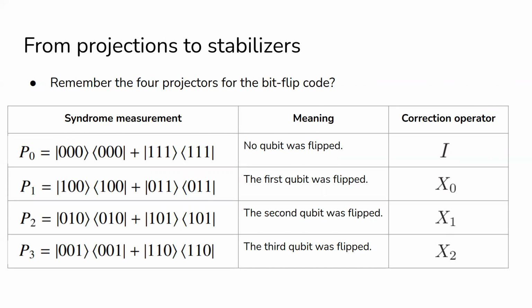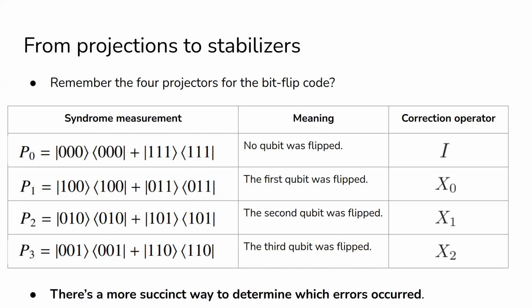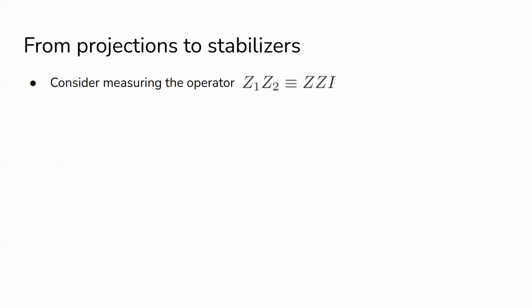Projections on each one of the correctable errors, the states that we can correct. So let's see how this works. As I say here, there's a more succinct way to express the stabilizer and determine which errors occur. And that's the idea of the stabilizer formalism. So let's consider this example.